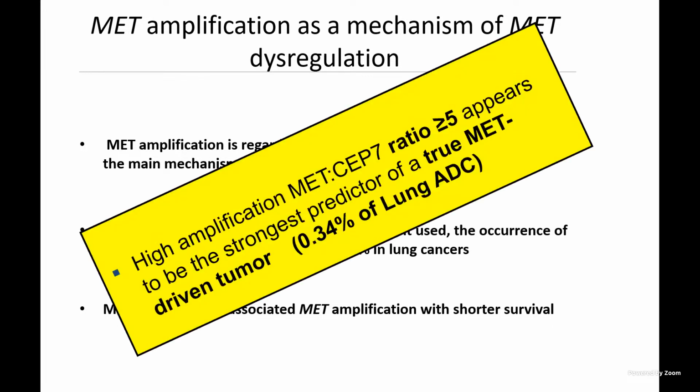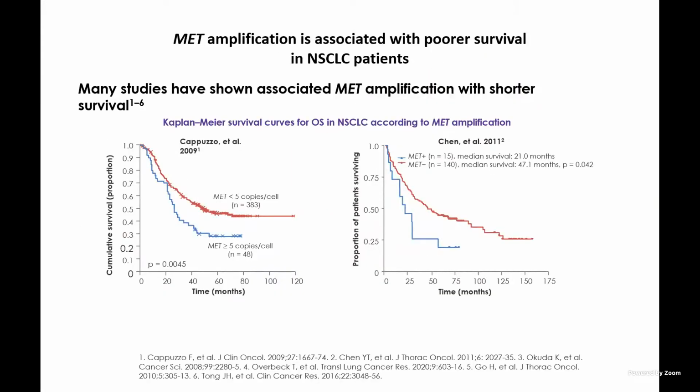The high amplification, that is a MET to CEP7 ratio of more than 5, appears to be the strongest predictor of a true MET-driven tumor, which is seen in less than 1% of lung adenocarcinoma. It is also associated with poor survival in NSCLC patients, and studies have associated MET amplification with shorter survival.